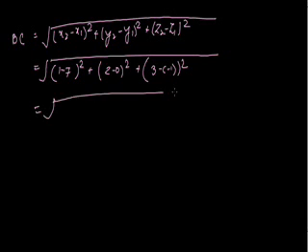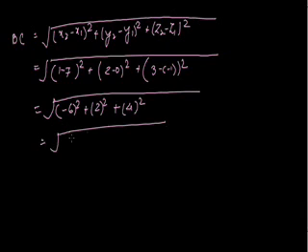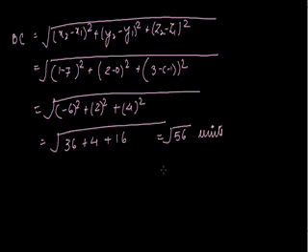So this is equal to under root of (minus 6) whole square plus (2) whole square plus (4) whole square, which is equal to under root 36 plus 4 plus 16, which is equal to root 56 units, which can be written as 2 root 14 units.